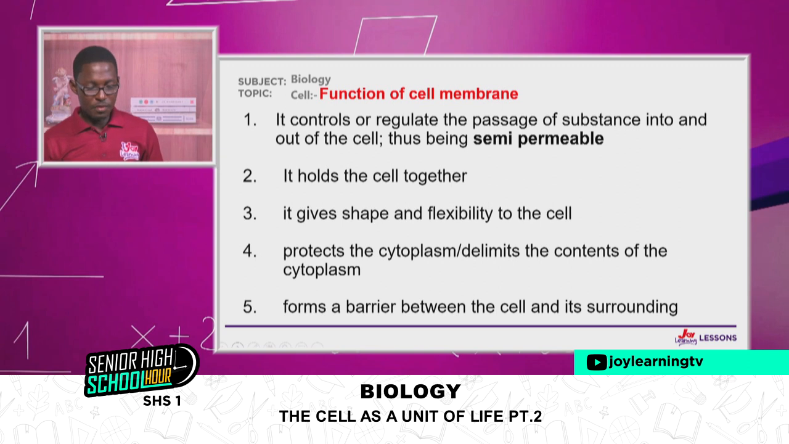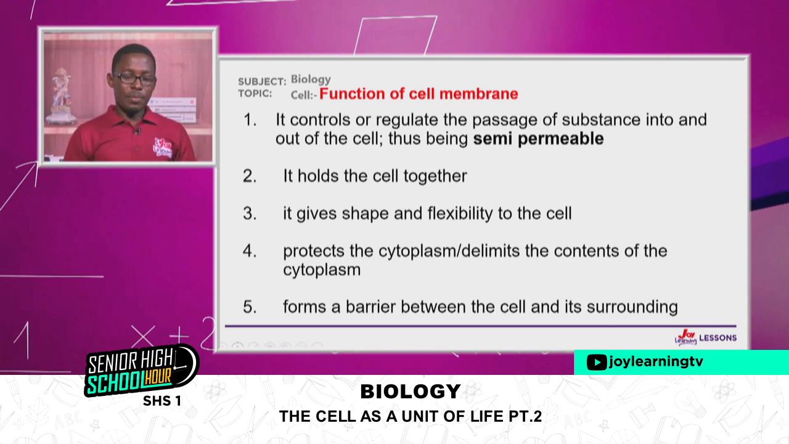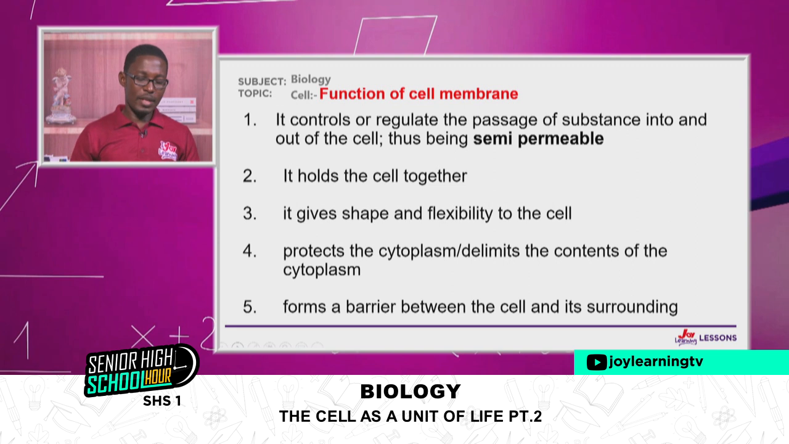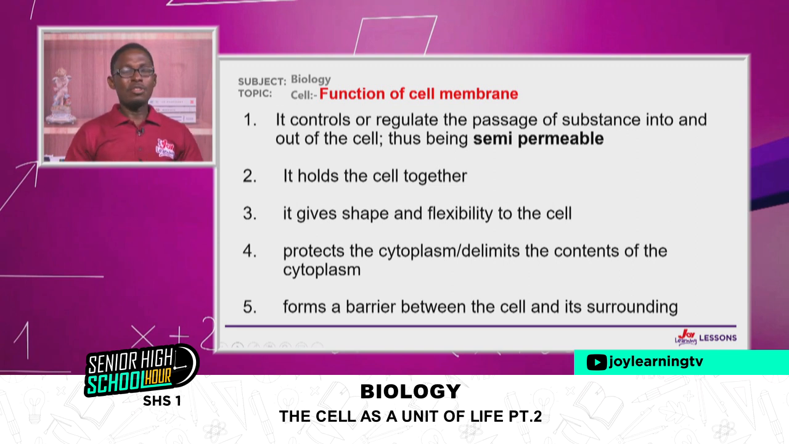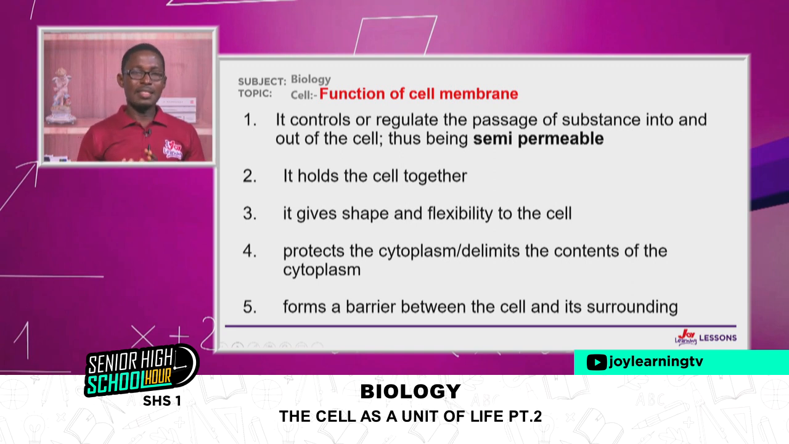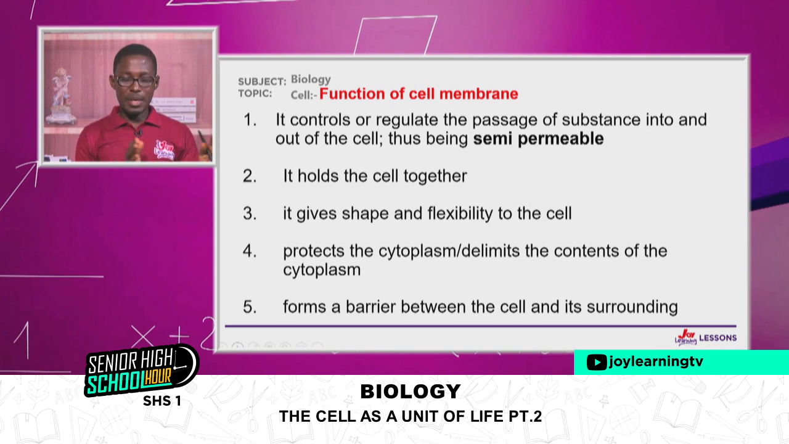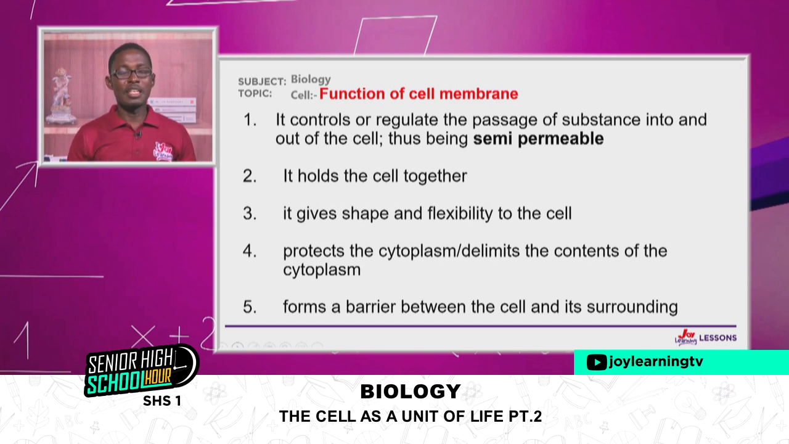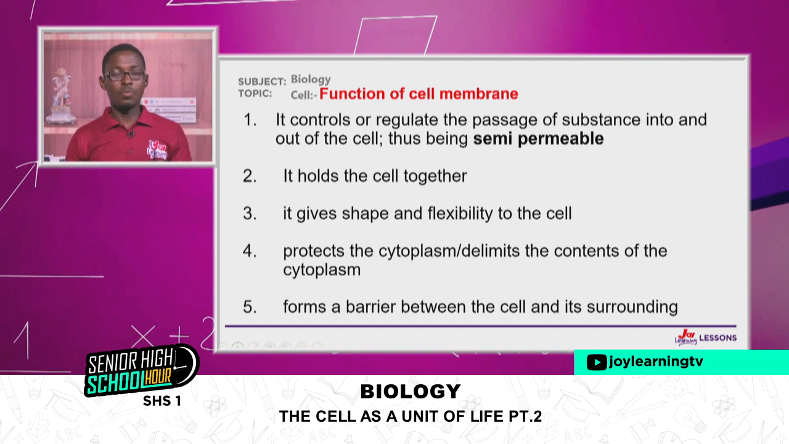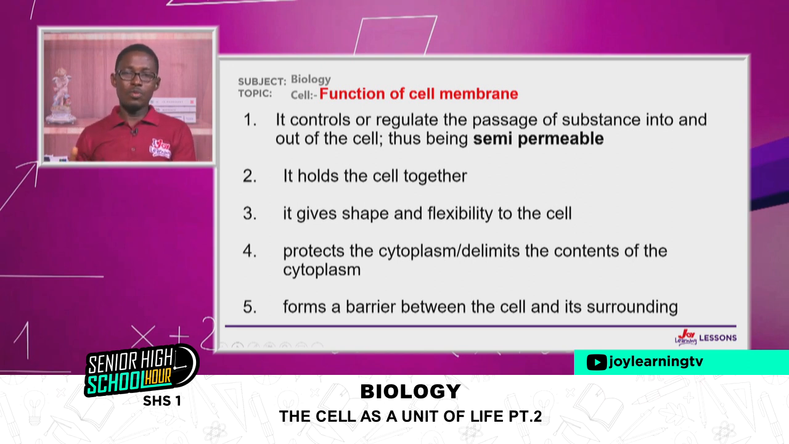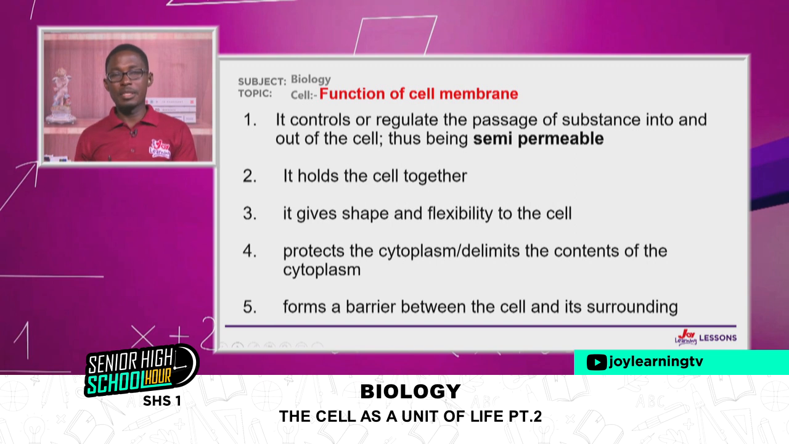Now, what are the functions of the cell membrane? We just said that some things can pass through the pores, moving from the inside to the outside. But not everything can come in, because of the pore size and the nature of the thing coming in. So the cell membrane is controlling or regulating the passage of substances into and out of a cell. We describe that whole phenomenon as being semi-permeable. Permeable means to pass through, but it is semi. Not everything passes through. As a wall separates one house from the other, it serves as a barrier between the cell and its environment.